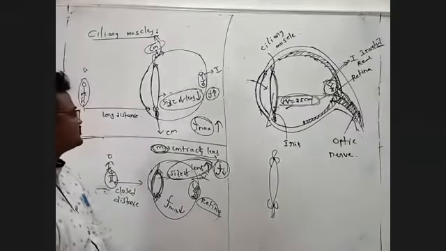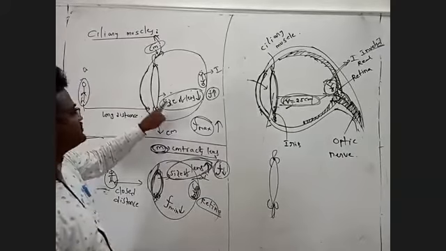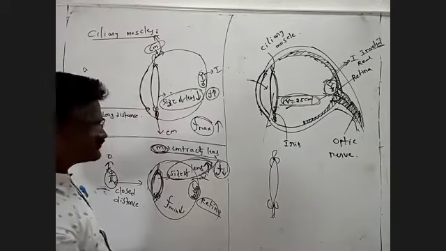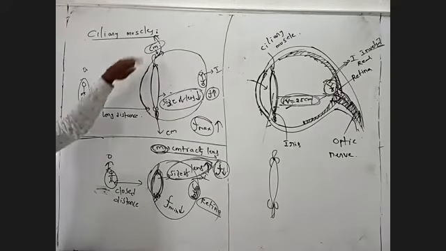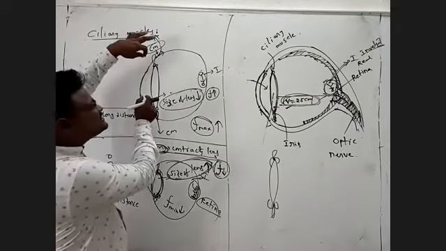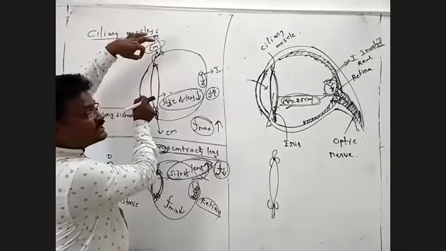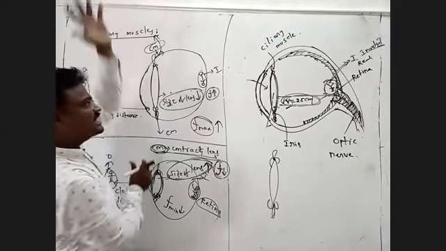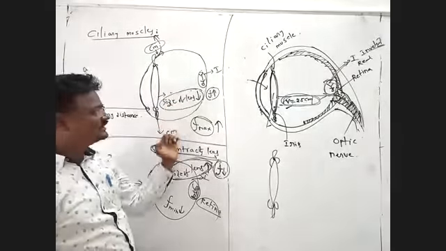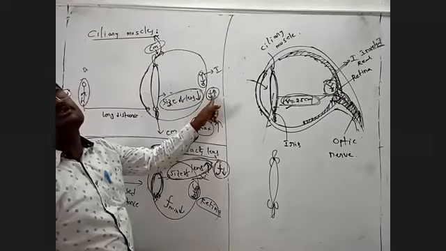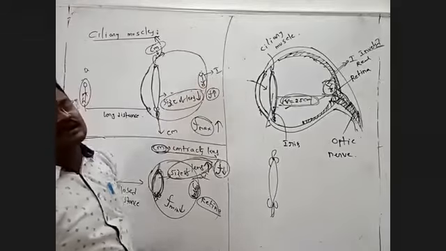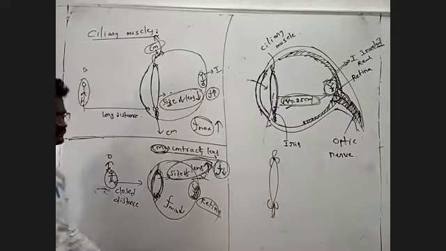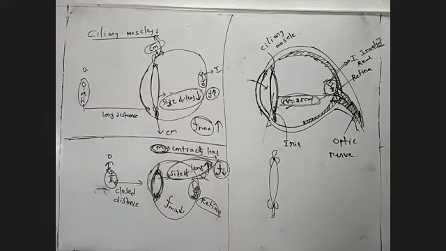Next, this is the object. I'm standing here, seeing a far object. When I'm seeing a far object, the ciliary muscles are relaxed. Relaxed ciliary muscles expand the convex lens. The size of the convex lens is decreased, and the focal length increases. The image is formed by the lens on the retina, and we are seeing this object. This is the functioning.